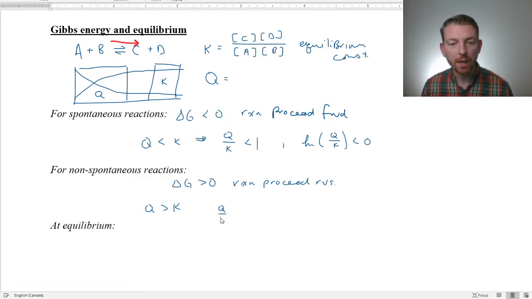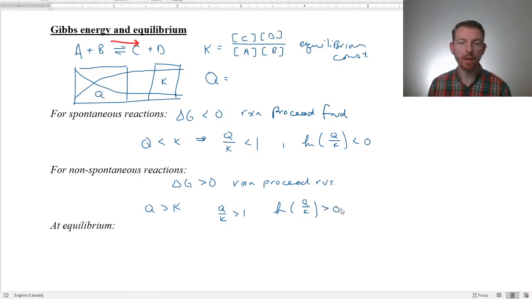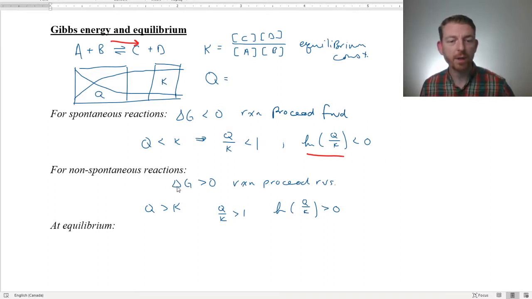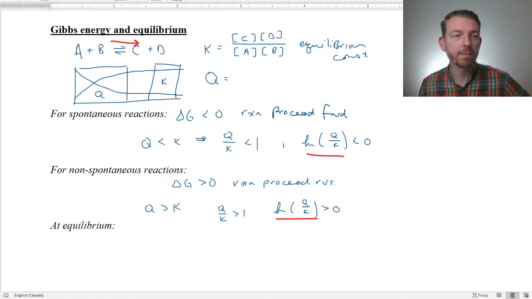So Q over K is now greater than 1, and ln of Q over K is positive. Okay, so now we have these two relationships. Where Gibbs is less than 0, this ln of the reaction quotient over the equilibrium constant is less than 0, so we see they're the same. And for non-spontaneous reactions, if Gibbs energy is greater than 0, then the same thing here: ln of Q over K is also greater than 0.